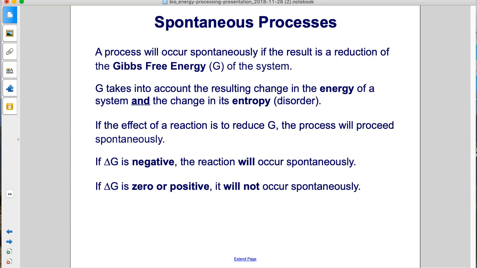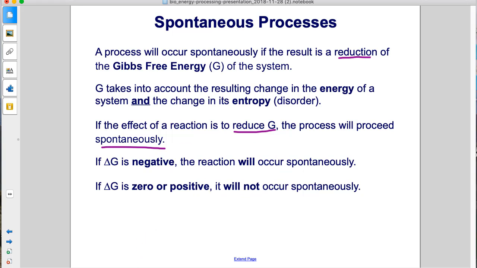Spontaneous processes. A process will occur spontaneously if the result is a reduction of the Gibbs free energy in the system. Gibbs takes into account the resulting change in the energy of a system and the change of its entropy, or disorder. If the effect of the reaction is to reduce Gibbs free energy, the process will be spontaneous.